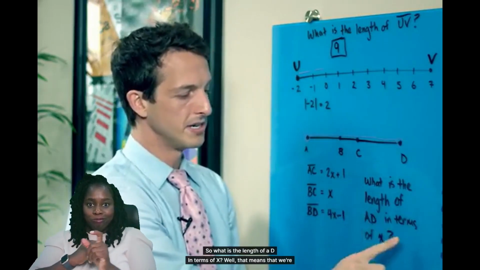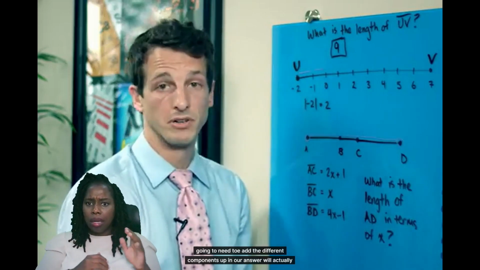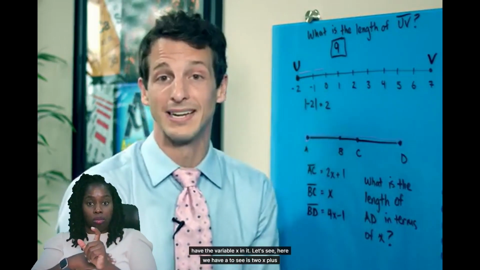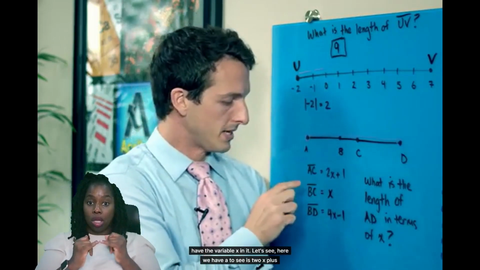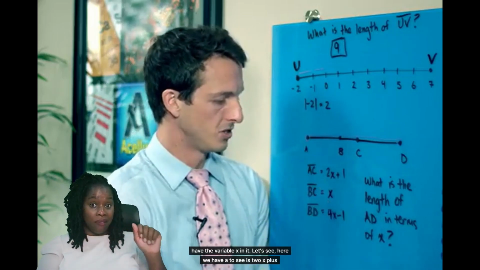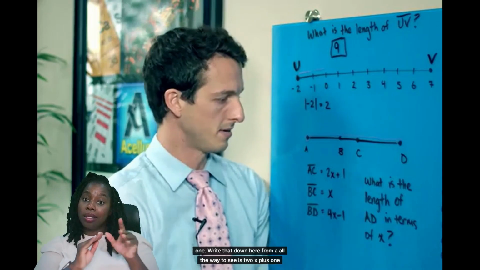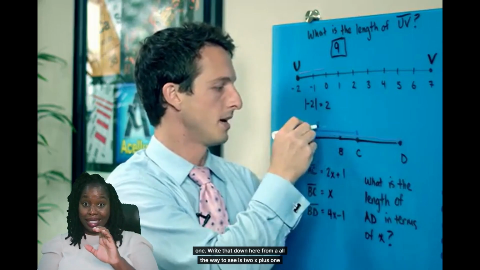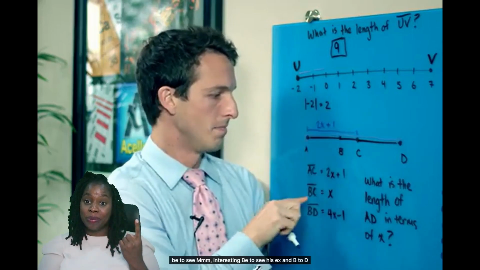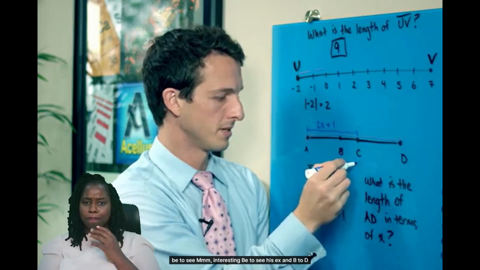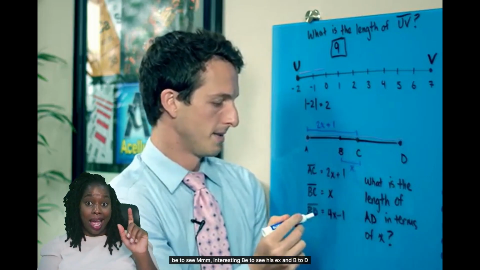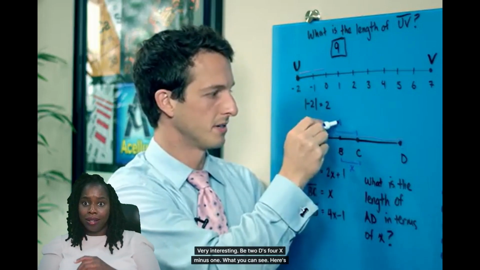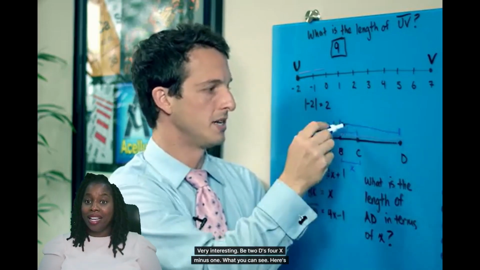So what is the length of AD in terms of x? Well, that means that we're going to need to add the different components up, and our answer will actually have the variable x in it. Well, let's see here. We have A to C is 2x plus 1. So I'm going to write that down here. From A all the way to C is 2x plus 1. B to C, interesting. B to C is x. And B to D, very interesting. B to D is 4x minus 1.